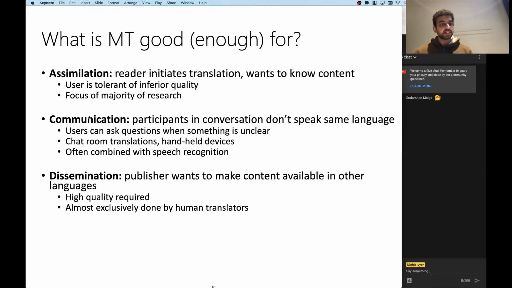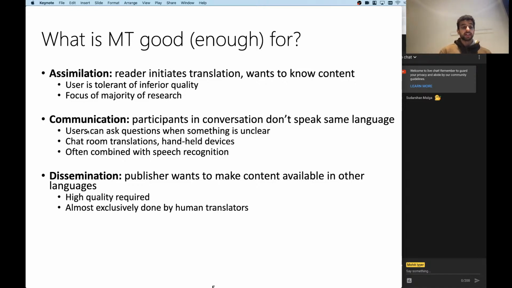For communication, it is a little more useful, although still not perfect. So imagine you're talking to someone who speaks a different language than you. It would be nice if you had some sort of device that could understand what you're saying and then spit it out in a different language to facilitate this communication. So people are working on this. There are already some kind of primitive solutions, but the translation quality is still not there yet to have these kinds of handheld devices work.